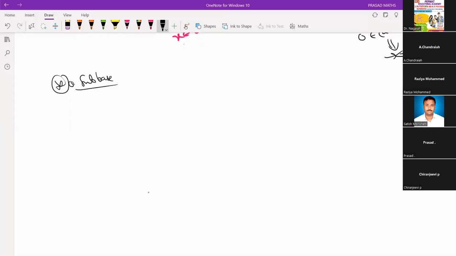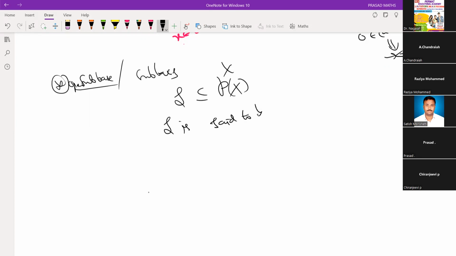Subbase, open subbase. Subbases means, of course, it is a collection of subsets of X, whenever X is a non-empty set. It is said to be subbases. Open subbase or subbase, according to Munkres, subbase. According to Simmons, open subbase.